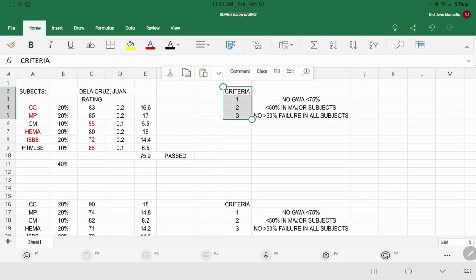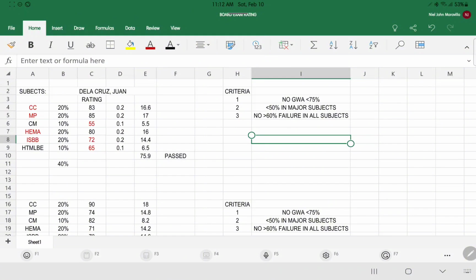You need to take a look at the GWA. You need to compute it first before you can decide whether the person passed or not. Students have complained that they did not listen, or that they do not know how to look at Section 19 of your RA 5527.